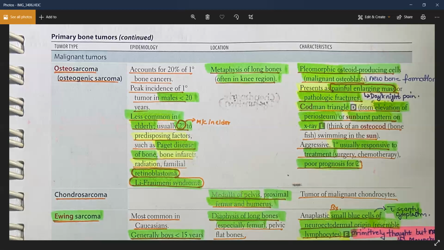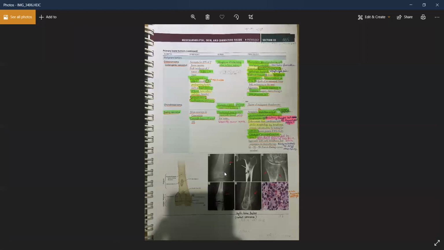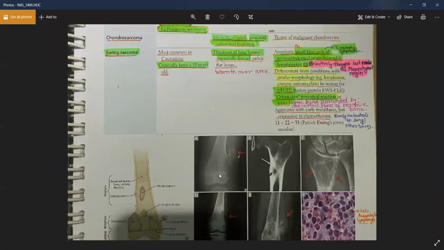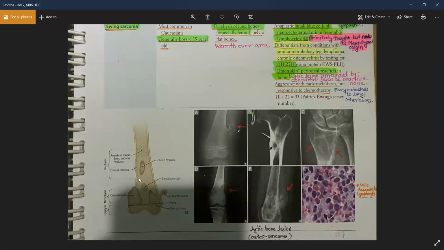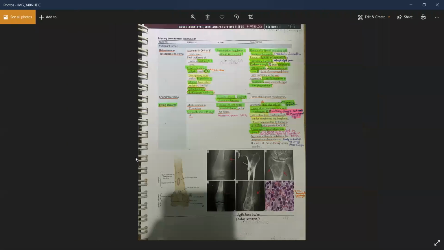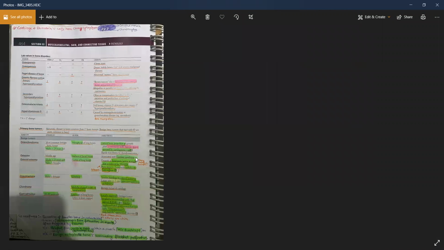Then you have the diaphysis, and on the diaphysis, you can have the osteoid osteoma as well as the Ewing sarcoma. So on the diaphysis of the bone, you can have the osteoid osteoma as well as the Ewing sarcoma. Let's discuss first about the osteoid osteoma.